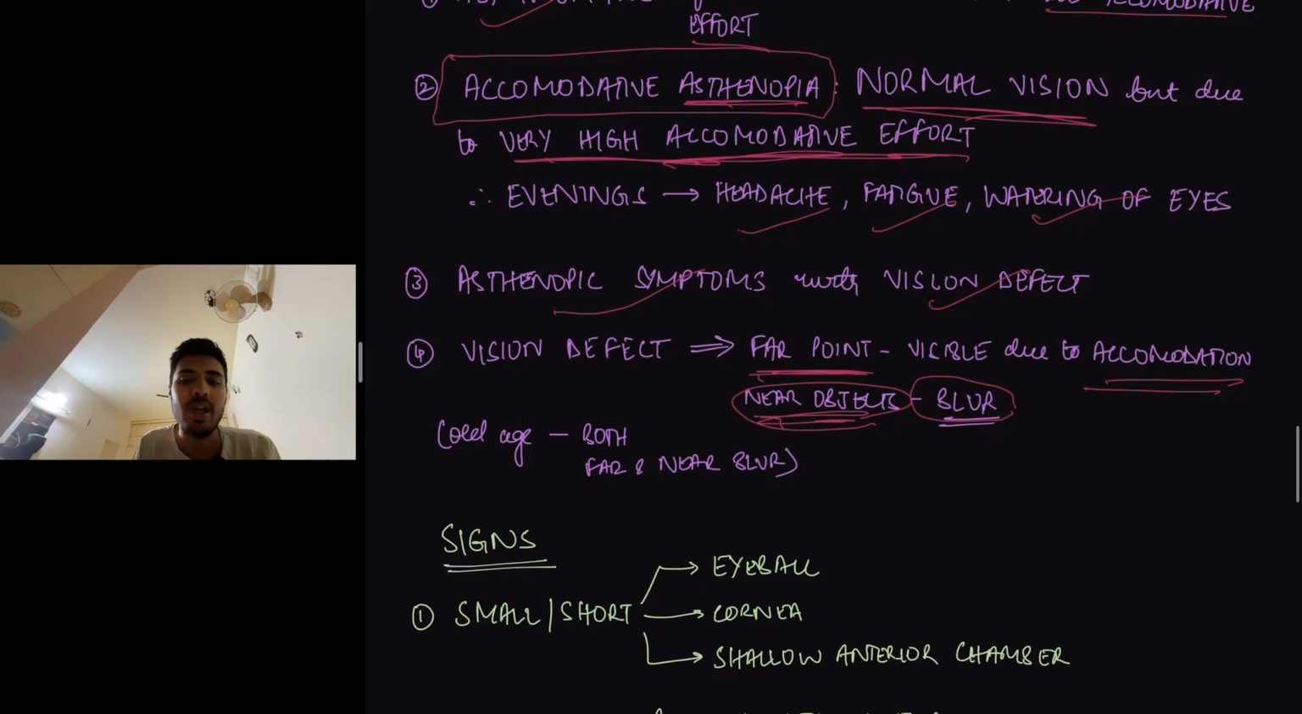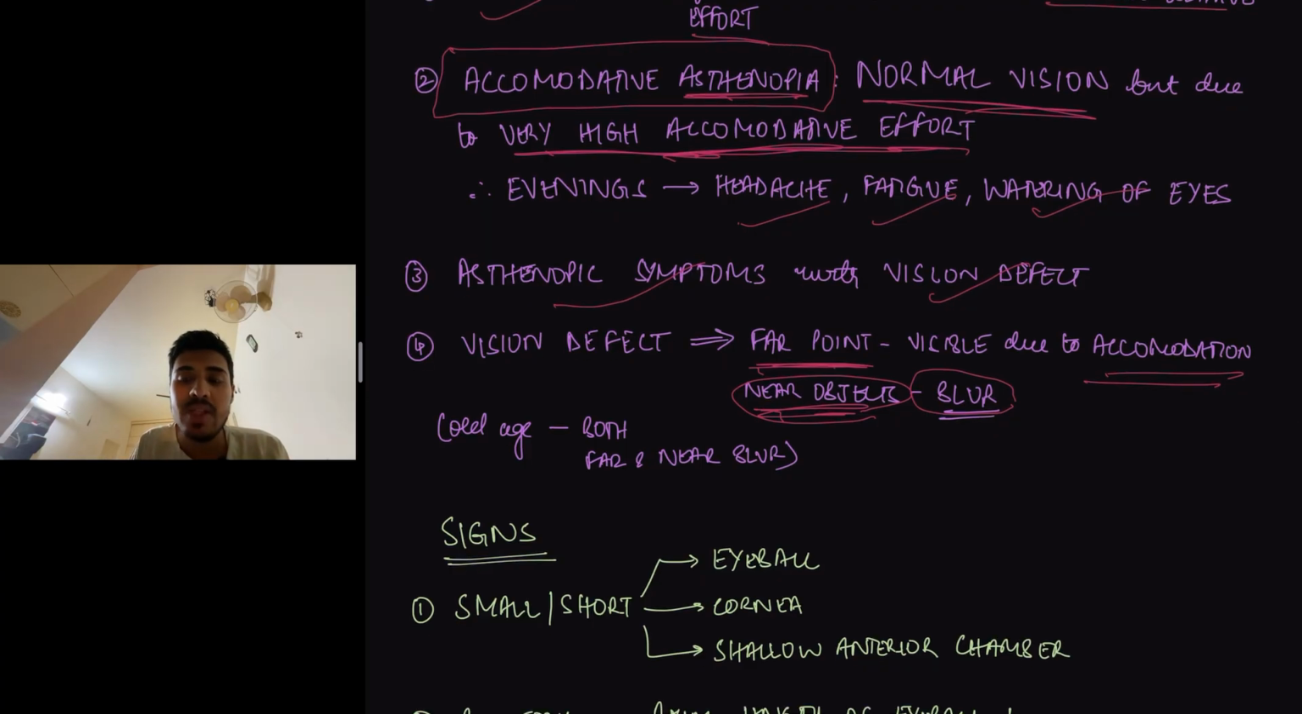Now, what do you think happens in old age? Again, the same point. The far point is visible because of accommodation. But in old age, accommodation is weak. So both far point and near point become blur. But mainly when we think of hypermetropia, the far point is visible because of accommodation and the near point is blur because of diverging rays which cannot be focused onto the retina even with accommodation. So this is about symptoms. Asymptomatic, accommodative asthenopia, where you're able to correct it but through excessive eye straining, and then you have vision defects, because of being focused behind the retina. That is, the far point is visible but the near point is blur.